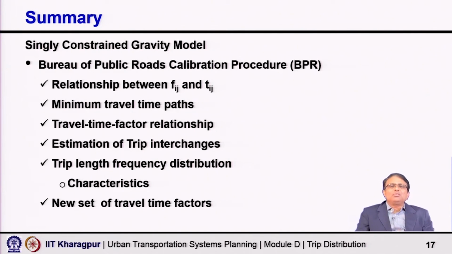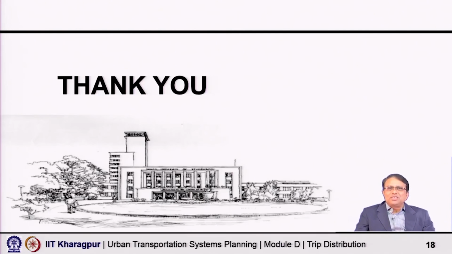So, what did we discuss here? We discussed in detail the BPR calibration procedure. We said what the relationship is between F and Fij and Tij, then finding the minimum travel path, then the travel time factor relationship, estimation of trip interchange, all the steps, and how we can get the new set of values and how finally it should match closely. The observed and the model trip length frequency should match, and that is what my calibrated values are, and if I join all those values, that gives me a curve, right. So, with this I close this lecture. Thank you so much.